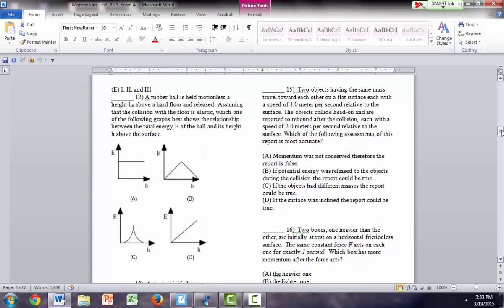Assuming that the collision with the floor is elastic, that's very important because elastic means no lost kinetic energy. So whatever kinetic energy it had before the impact of the floor, it has the same kinetic energy after the impact of the floor. What's a relationship between the total energy of the ball and its height above the surface? Well, if you can picture dropping the ball from a height, it comes down, hits the floor, does not lose any kinetic energy, so it bounces back up to the same height it came from because it's going to have the same energy and the same velocity there as the velocity it had just before impact. So it's going to bounce up to the same height.